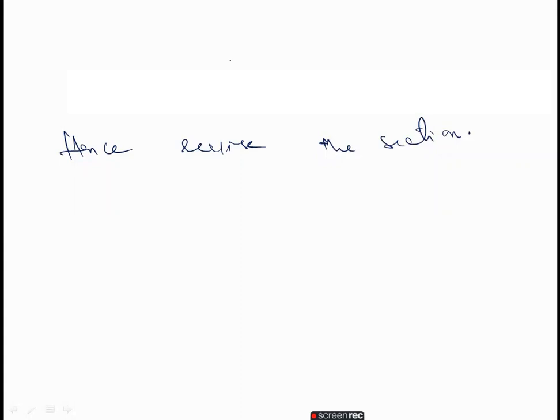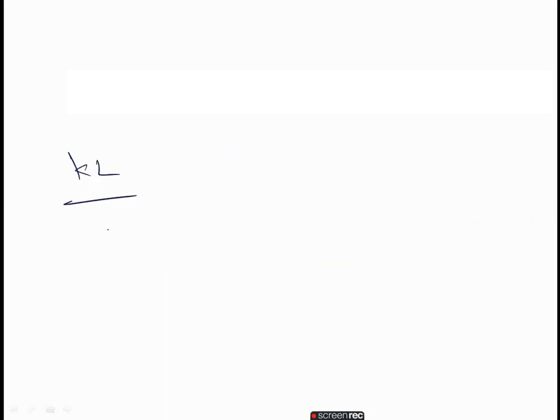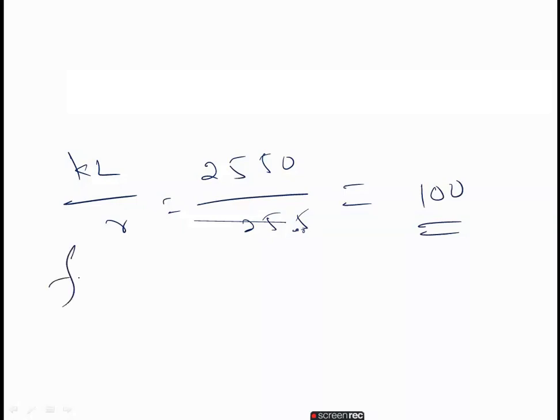Now I will try another section, ISA 130 mm. The area is nearer, 2022 mm square, and the R value is 25.5. Same procedure: calculate KL by R, which is 2550 by 25.5, giving 100. From interpolating all these, you will get the answer 107 Newton per mm square.